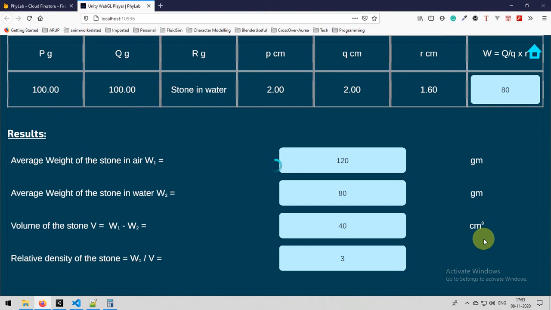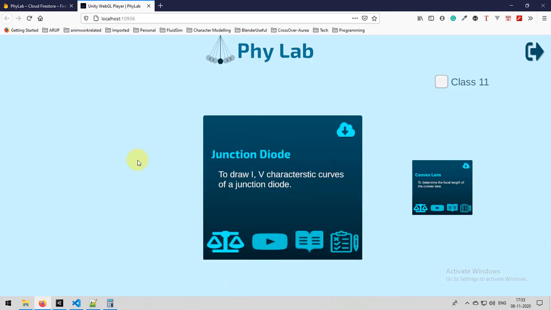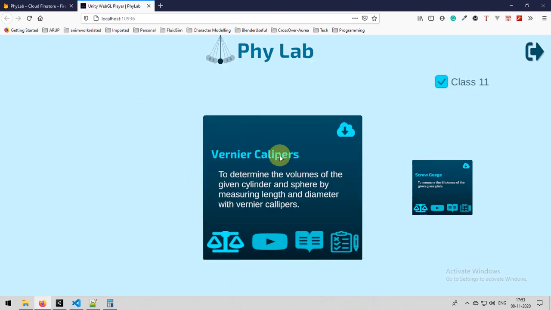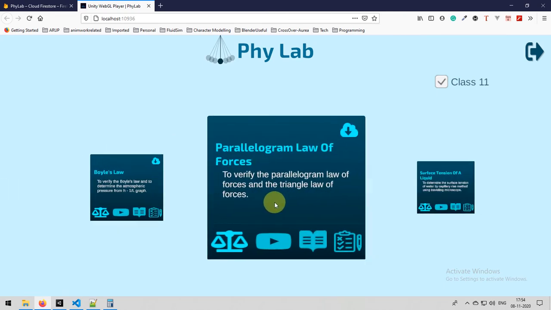It will validate all your details, whether all the observations are correct as per the parallelogram law of forces and triangle law of forces, and also whether the weight of the stone which the simulator has provided you is correct or not. If all are correct, the data will be uploaded to our cloud, and you will be prompted with a dialog box for your congratulations. Let's wait. Yeah, see. Congratulations, you have completed the experiment. Close this dialog box to go to the home screen.